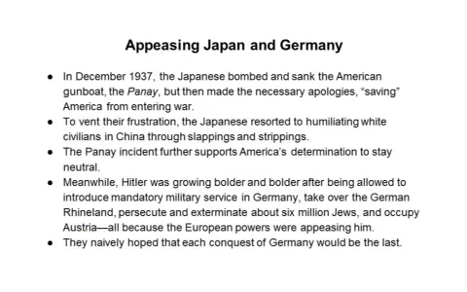In December of 1937, the Japanese bombed and sank the American gunboat the Panay, but then made the necessary apologies, saving America from entering the war. To vent their frustration, the Japanese resorted to humiliating white civilians in China through slappings and strippings. The Panay incident further supports America's determination to stay neutral.